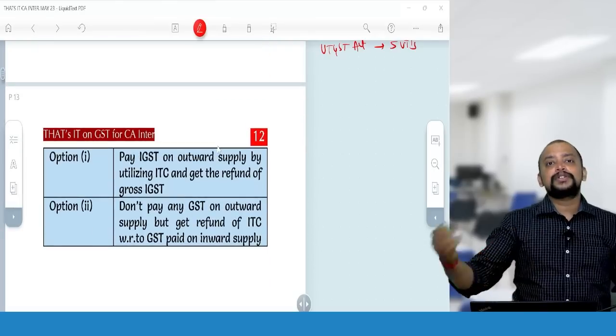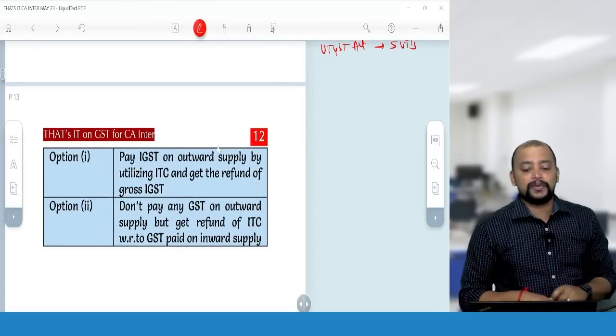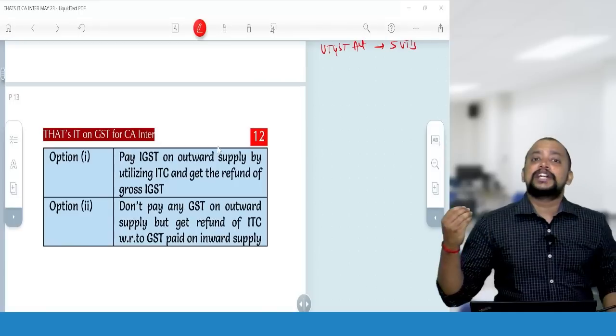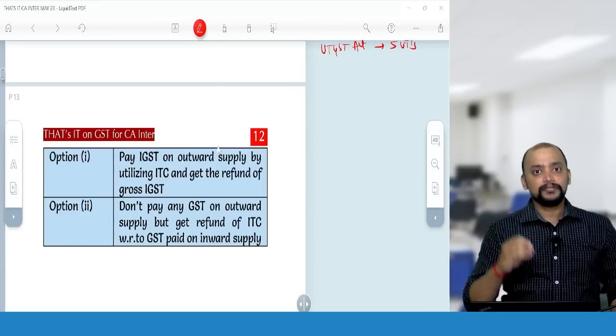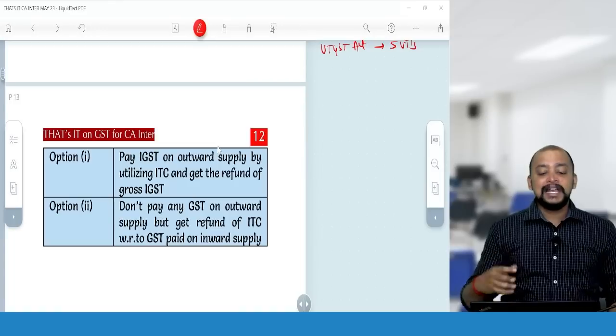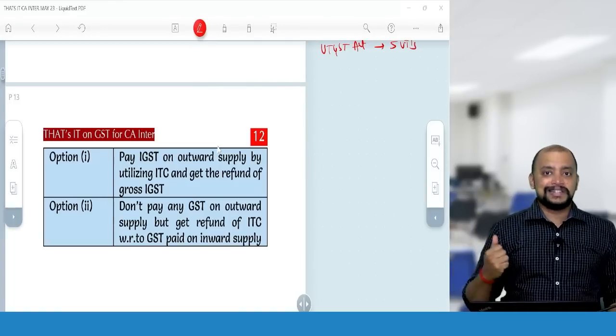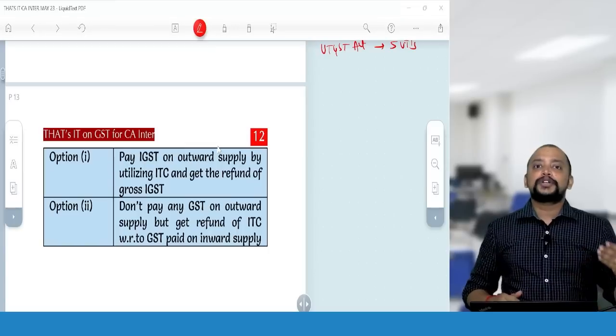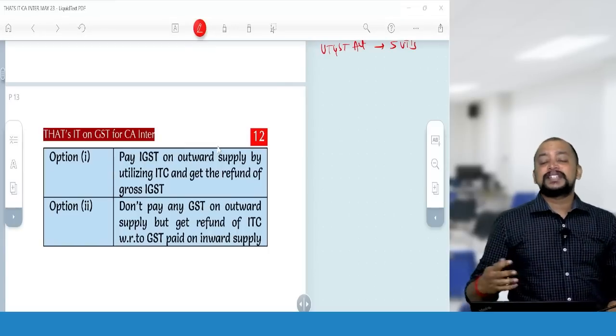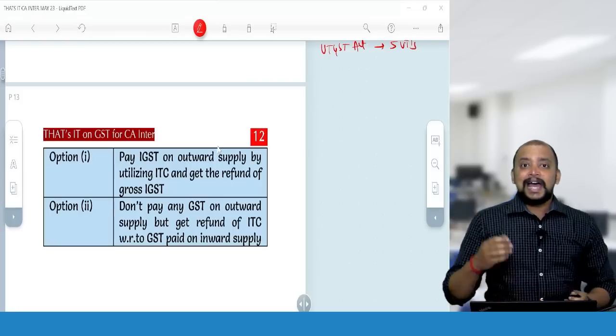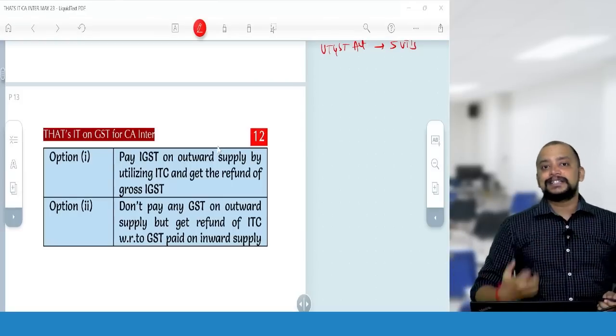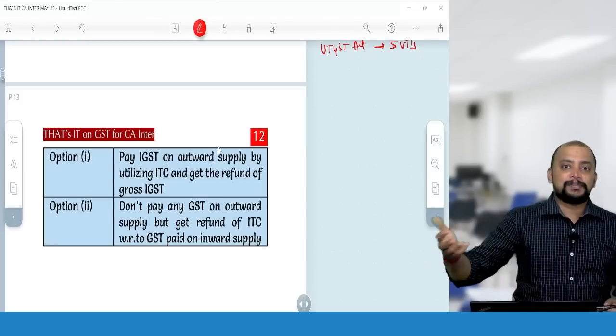Now upon zero rated supply I have 2 options. Option 1, I can export or sell to SEZ, special economic zone, upon payment of IGST and get a refund of the gross IGST paid. Whereas in case of option 2, I will export or supply to SEZ without payment of GST and I will get the refund of ITC. That is whenever I am making outward supplies which are zero rated.